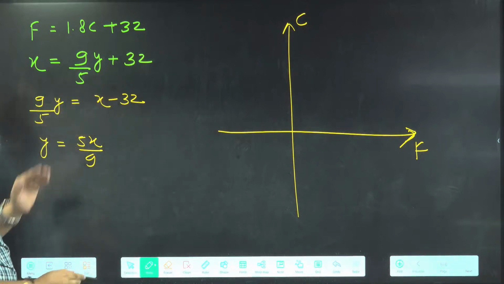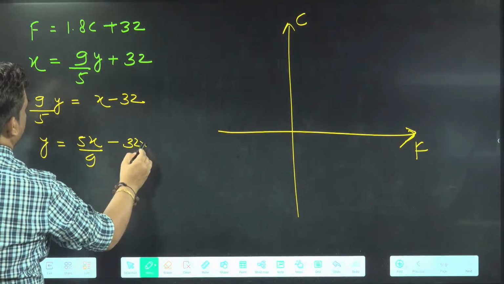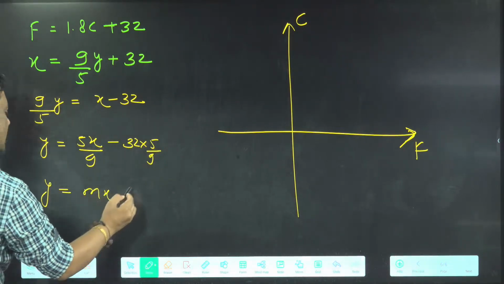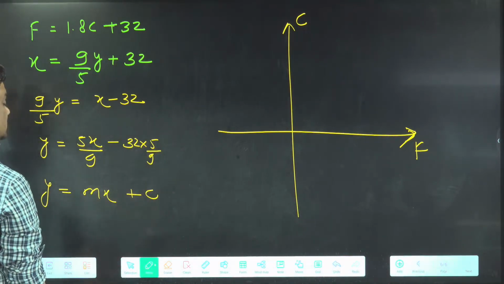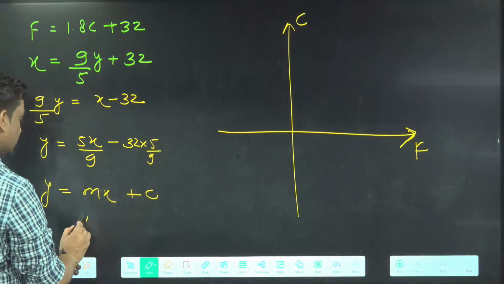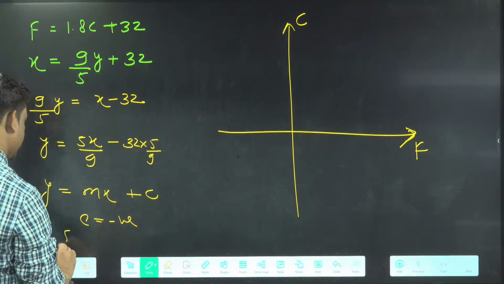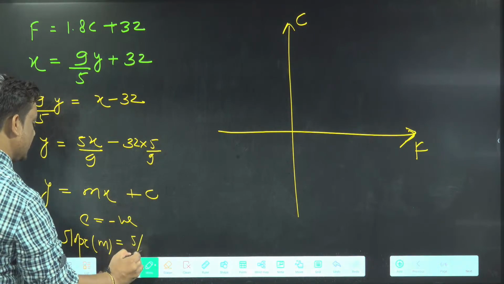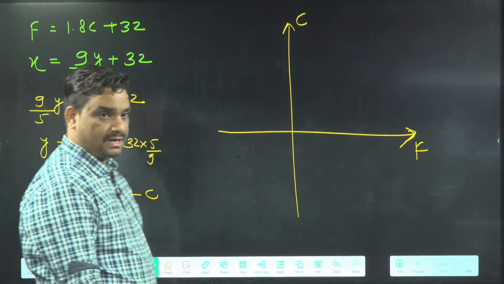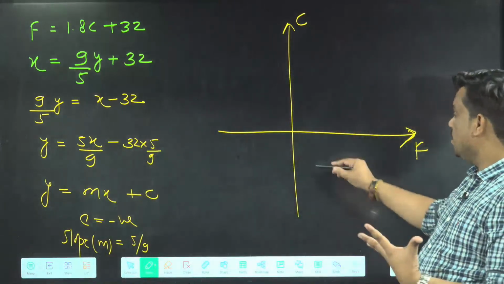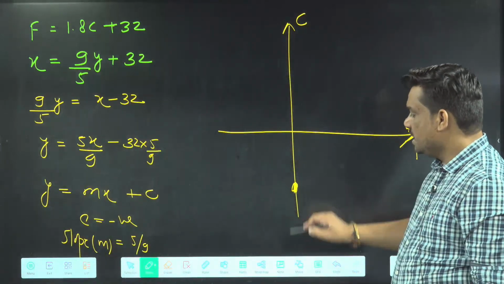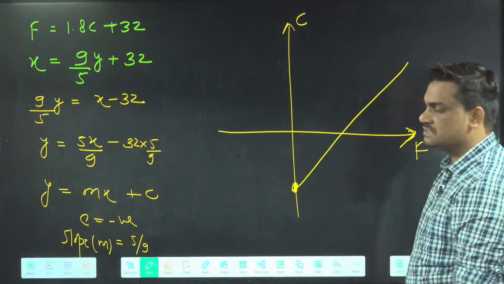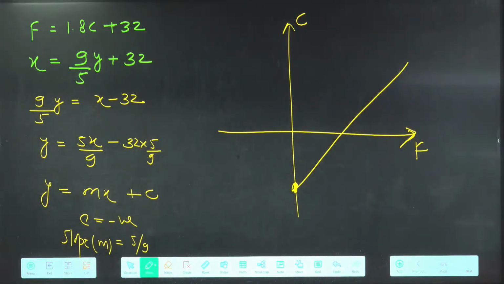But on that side, 5x by 9 minus, here also I get 32 by 5, 9. If you compare now y equal to mx plus c, we can say c here is negative, and if you say the slope m, that value is basically 5 by 9. C negative means the line comes downside, and the slope is positive, so I can just move like this. This is the answer here.